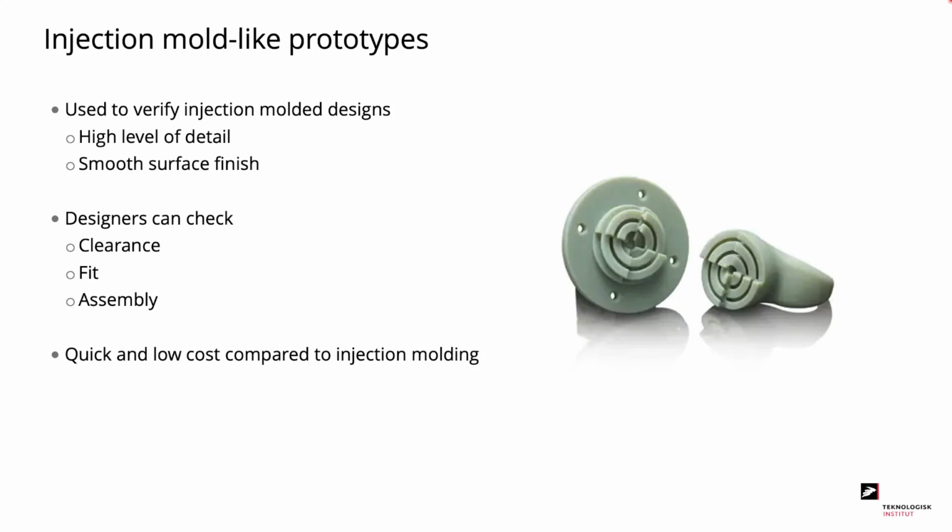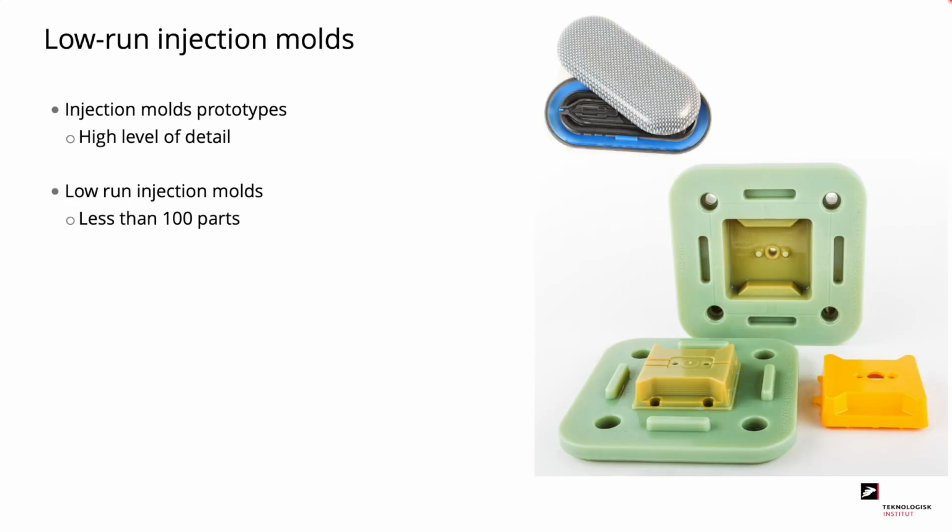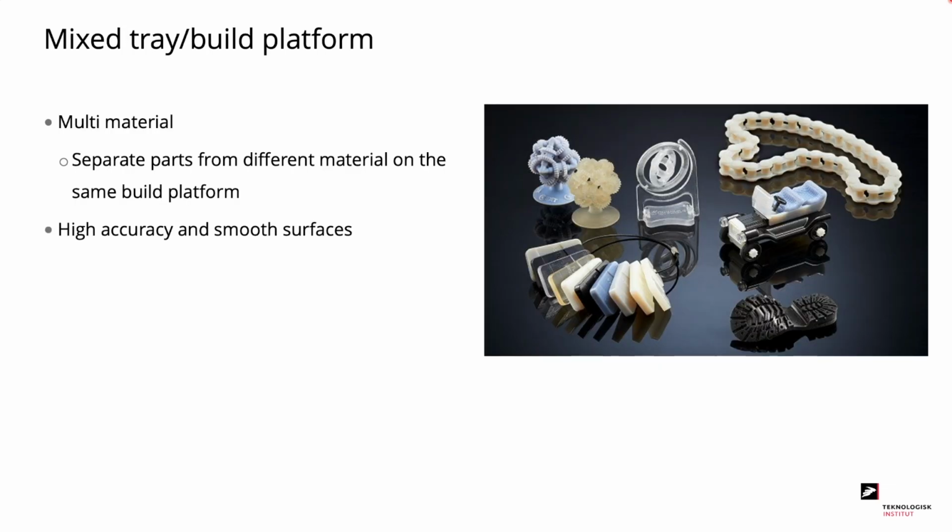Speaking of injection molds, material jetting is also used for injection mold prototypes because of the high level of detail and the smooth surfaces. It can also be used for low-run injection molds if you have less than 100 parts. Material jetting is also used when you want to have a mixed tray or a mixed build platform. As we've heard previously, you can have multi-material, so you can separate parts from different material on the same build platform. All parts, regardless of the material, get a very high accuracy and a smooth surface.